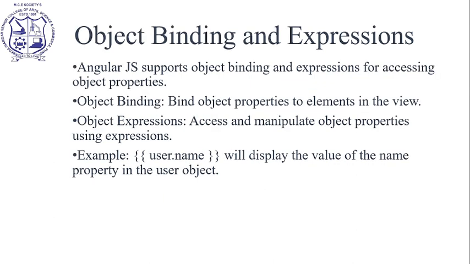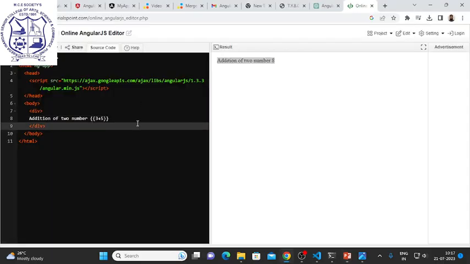After that, object binding and expressions. AngularJS supports object binding and expressions for accessing object properties. Object binding binds object properties to the element in the view, or we can say object expressions access and manipulate the object properties using expressions. There are two things: first is object binding and second is object expressions. Object binding binds the properties to the element in the view, and object expressions access and manipulate the object properties using the expressions.